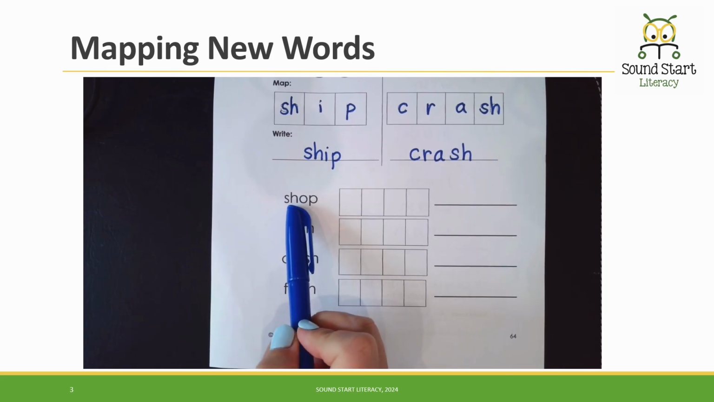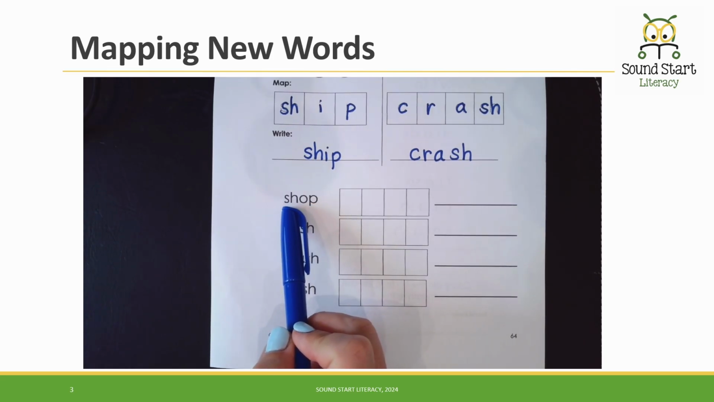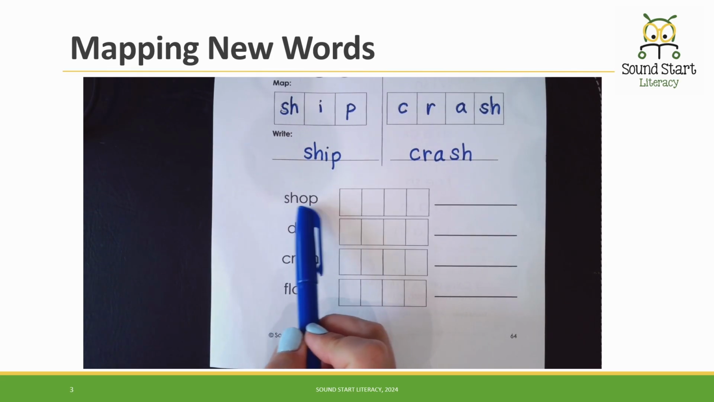So the student will begin by reading the first word, and we want to continue again that continuous blending. Encourage the student to blend one sound into the next, like this.